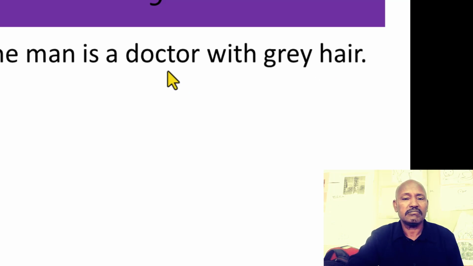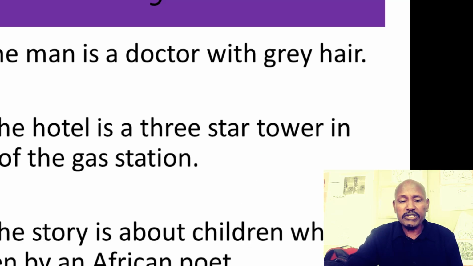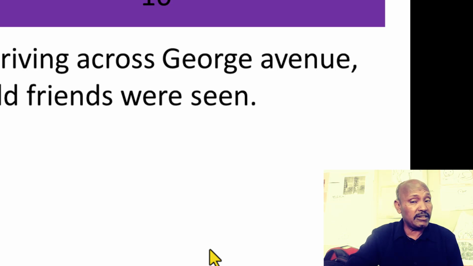is a doctor. Right. The hotel is a 3-star tower in front of the gas station. What is the modified phrase here? The hotel. And in front of the gas station is a prepositional phrase, but it is placed at the end of the sentence in a wrong place, misplaced. The hotel in front of the gas station is a 3-star tower. When you correct it, it is like this. The story is about children who is written by an African poet. The story who is written by an African poet is about children. These are example questions for the dangling modifier.